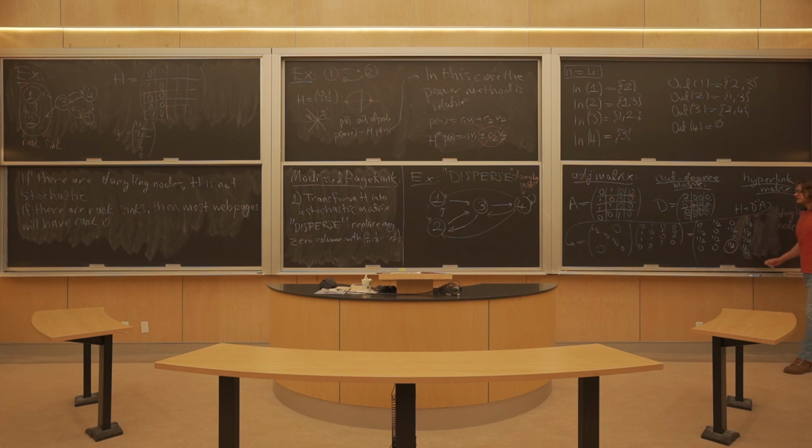Now you see the hyperlink matrix is guaranteed to be a stochastic matrix. If you have multiple dangling nodes, you apply the same thing to each one of them. That's the idea. Any questions about this? This is the first modification.